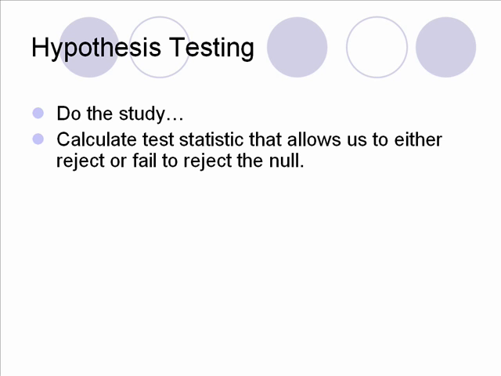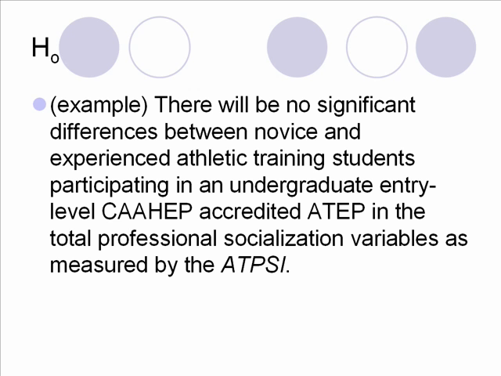Or we fail to reject the null hypothesis. So if we fail to reject, that means that the novice and the experienced athletic training students were the same. There's no difference between those two groups. And actually that's what I found in my study, that athletic training programs did not professionally socialize athletic training students. Novice and experienced athletic training students professionally were the same by the time they ended the program. A student came into a program and their professional socialization was not changed at all.